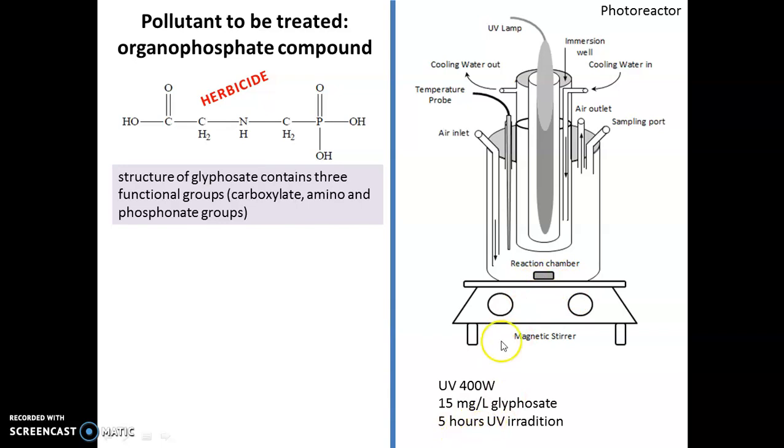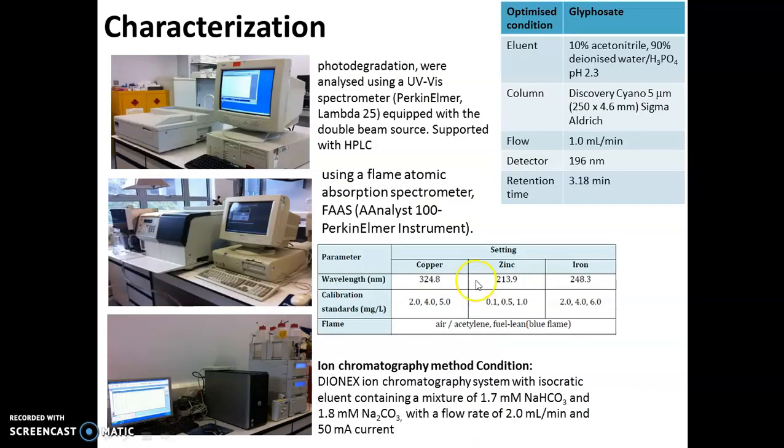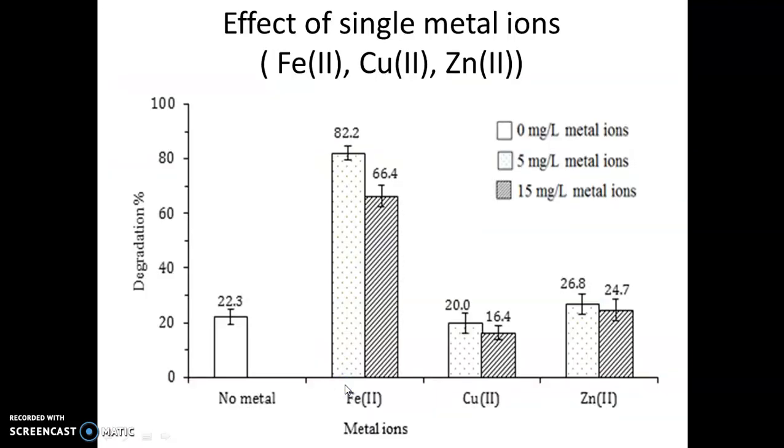The irradiation took about 5 hours. The characterization used is a UV-visible spectrophotometer to monitor the depletion peak of the parent compound. It's also supported with HPLC in order to determine the concentration that has been degraded in that solution. The heavy metal concentration is monitored using FAAS with this setting. The intermediates produced throughout the photodegradation are detected by ion chromatography.